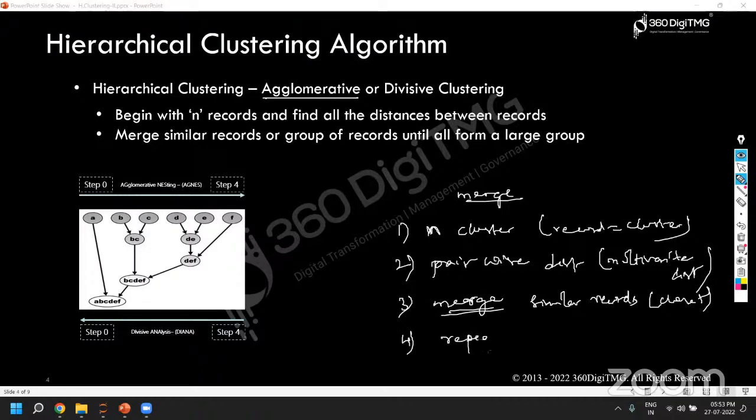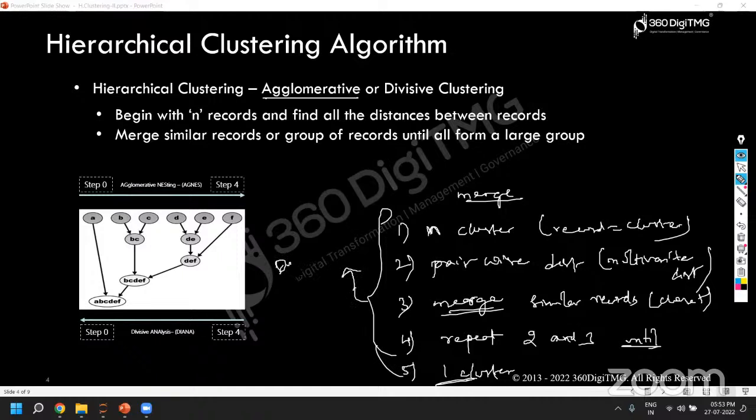We will keep repeating steps 2 and 3 until we reach one single cluster. You repeat it until you reach a single cluster. And this entire process is going to be visually represented in a dendrogram. And post that, we are going to decide the K value, which is the number of clusters.